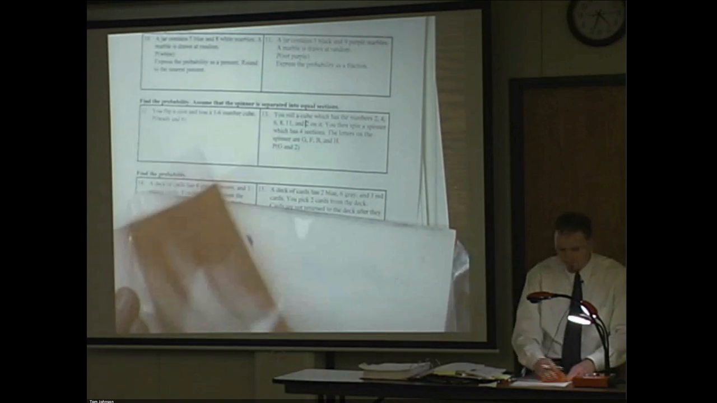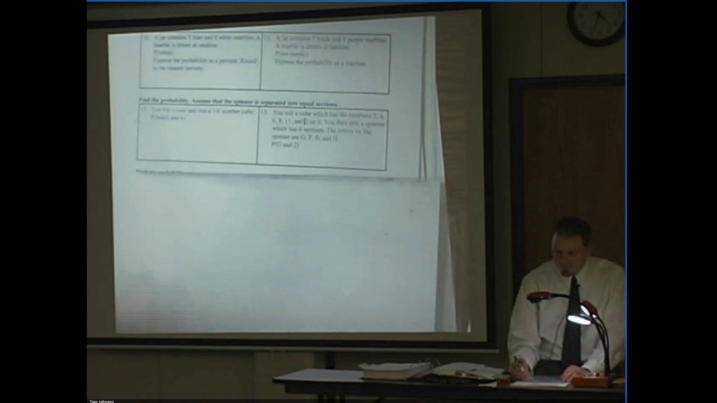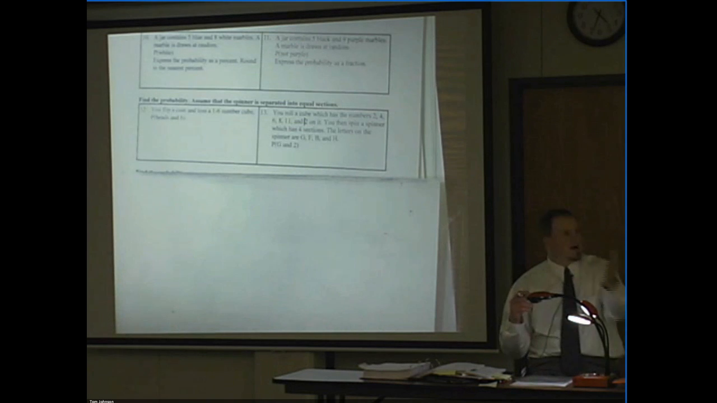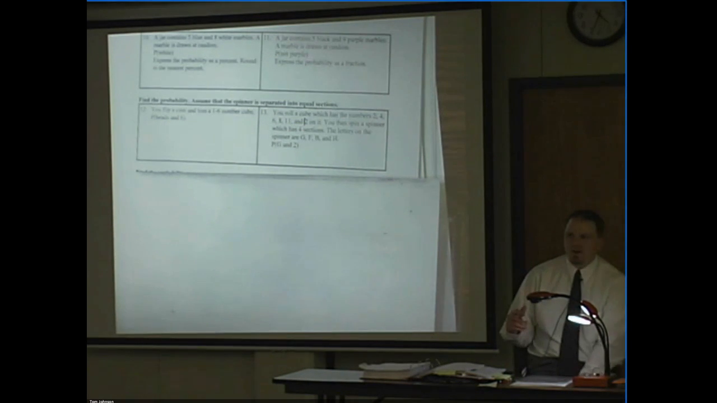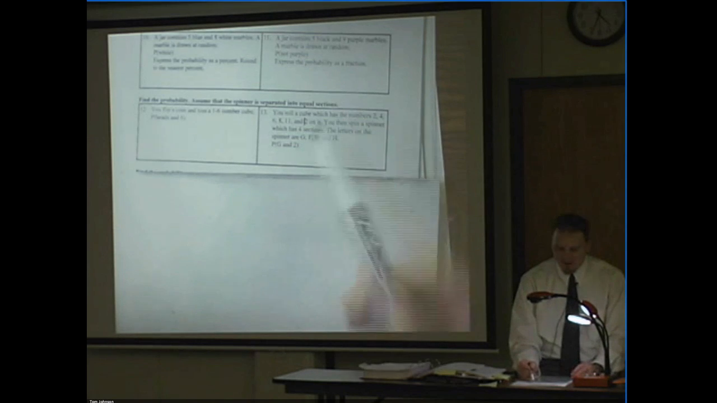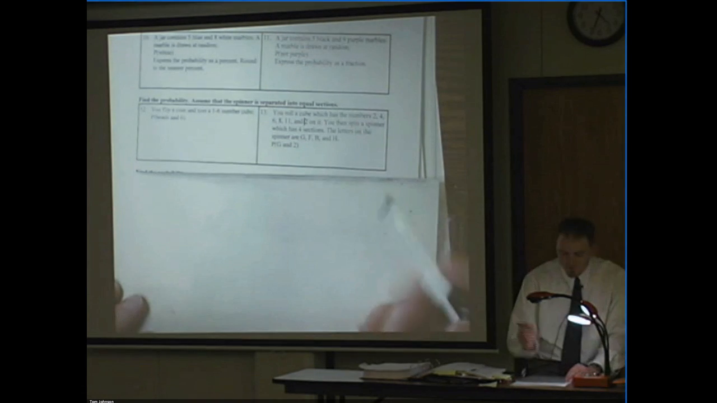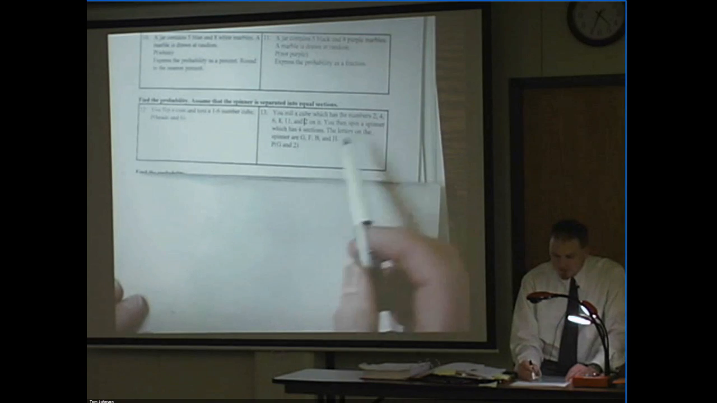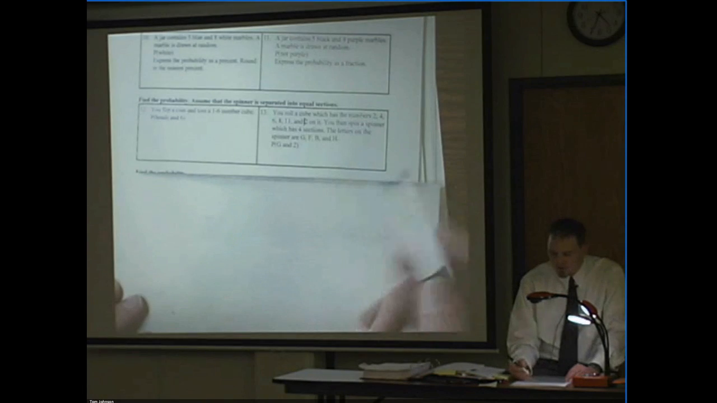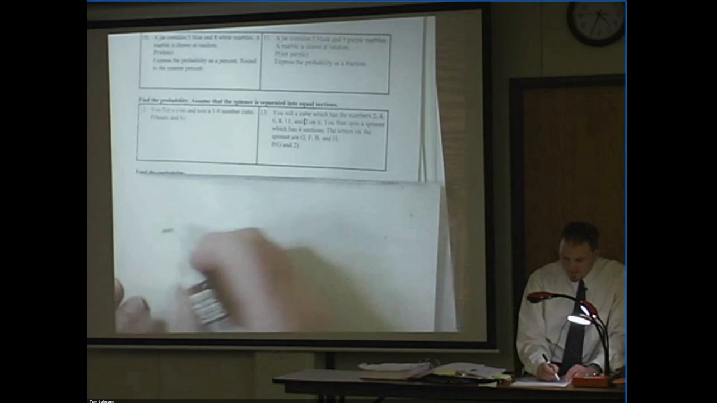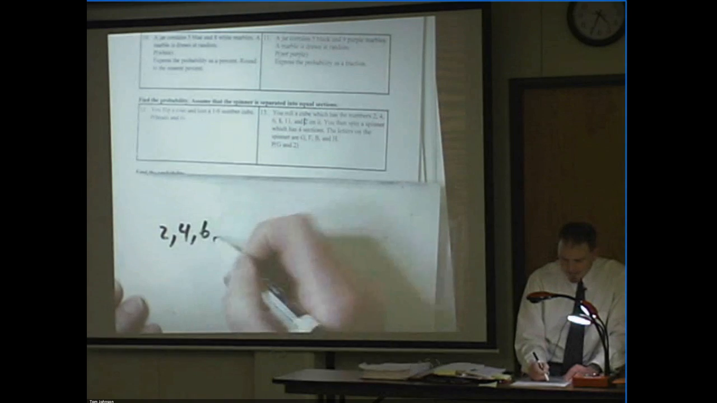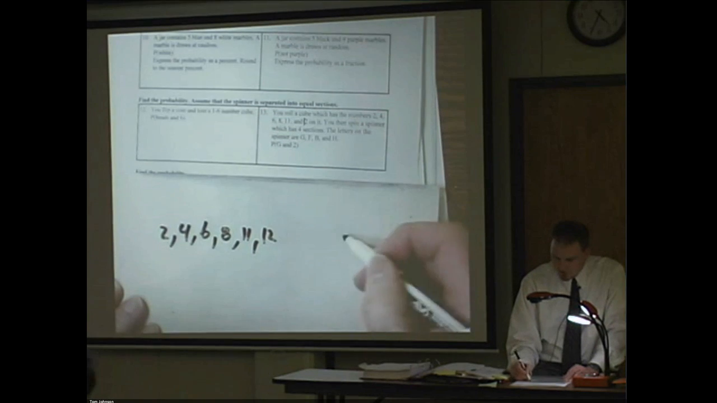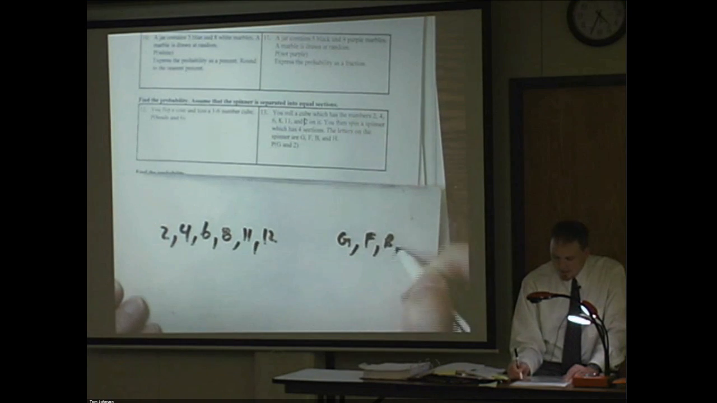Let's write that down. We're going to assume they made the typo because they've got a 2, a 4, a 6, an 8, an 11, and a 12. They're going up numerically. The answer that's provided is provided as if that was a 12. So it says you roll a cube which has those numbers. You then spin a spinner which has 4 sections. The letters on the spinner are G, F, B, and H. So we've got the numbers 2, 4, 6, 8, 11, and 12, and the letters G, F, B, and H.